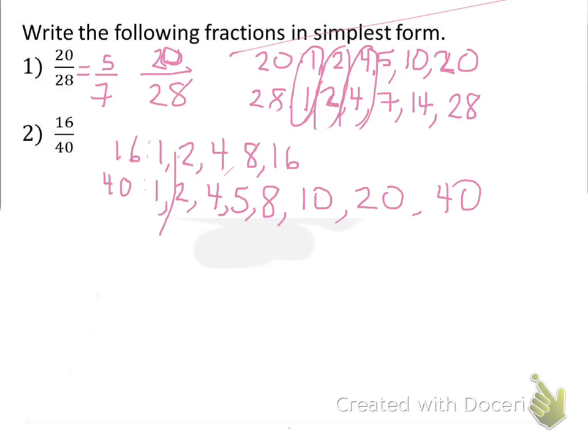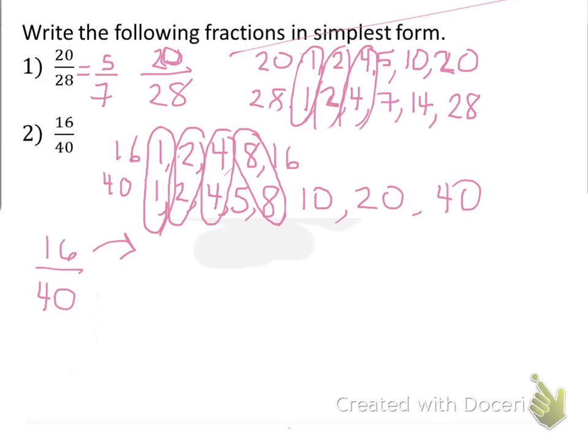Okay, let's look at our factors here. Common factors. We've got 1, 2, 4, and 8. So our greatest common factor is 8. Last step, take your numerator and your denominator and divide them both by your common factor. So we're going to divide them both by 8. 16 divided by 8 is 2, and 40 divided by 8 is 5.